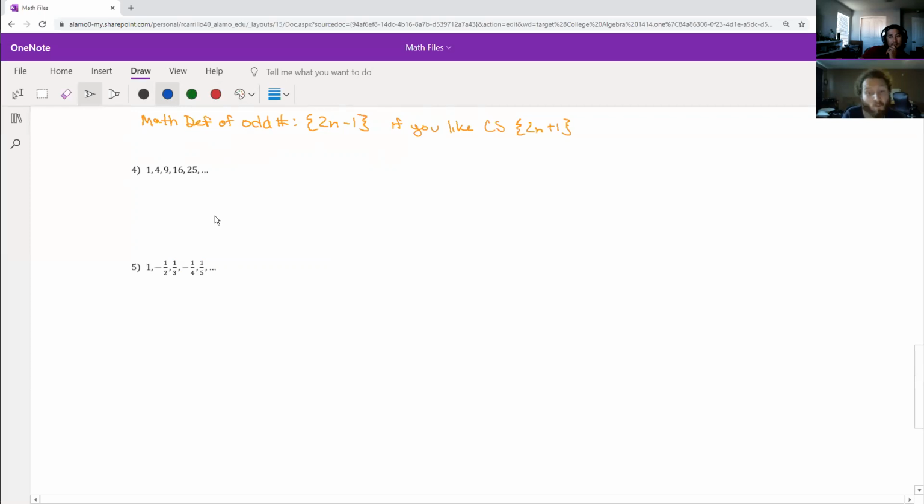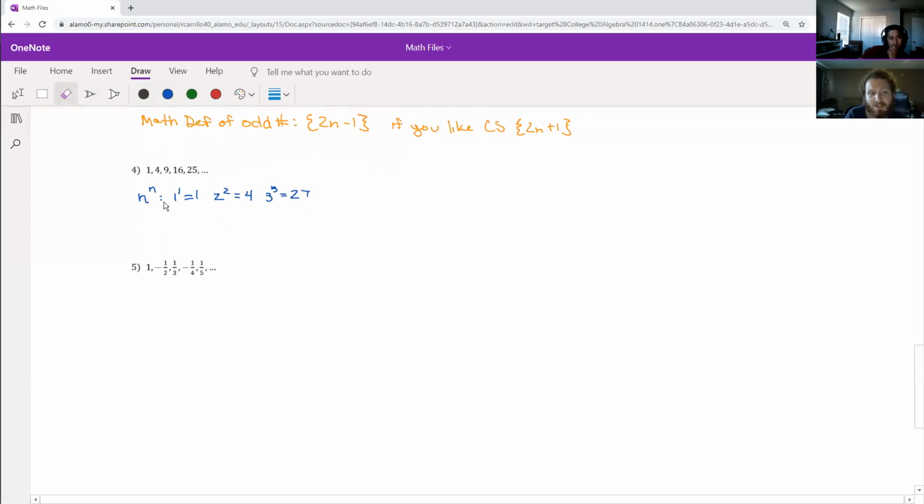Okay, so we got one that says n to the n. All right, let's check this out. So 1 to the 1 is equal to 1. 2 to the 2 is equal to 4. 3 to the 3 is 27. So I don't think it's n to the n.